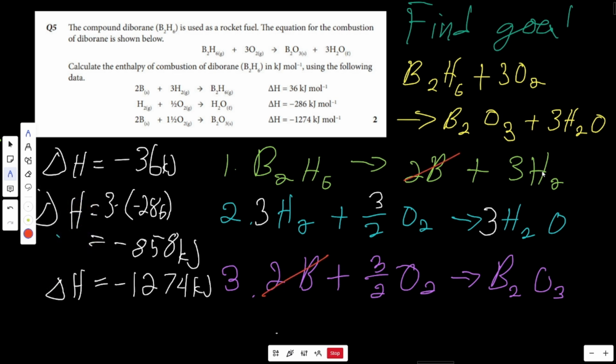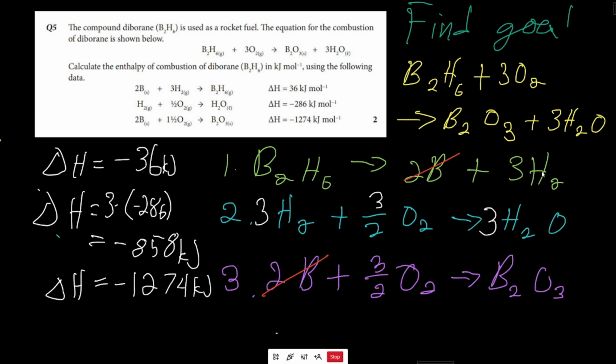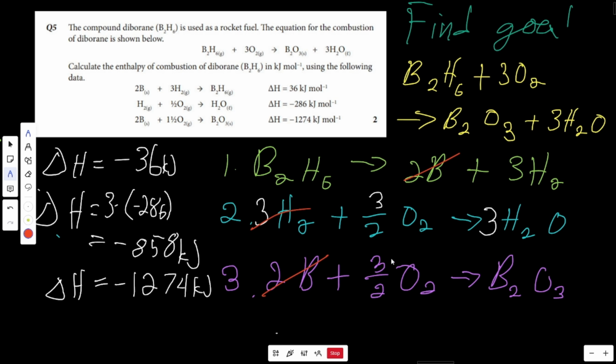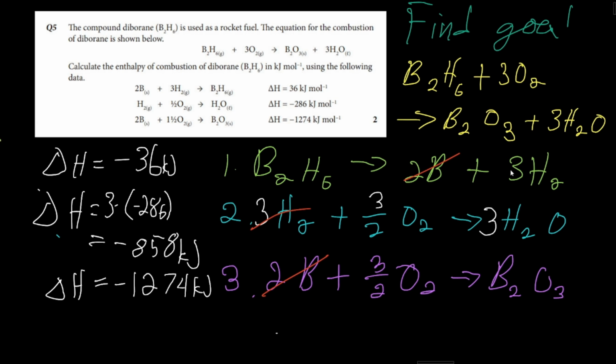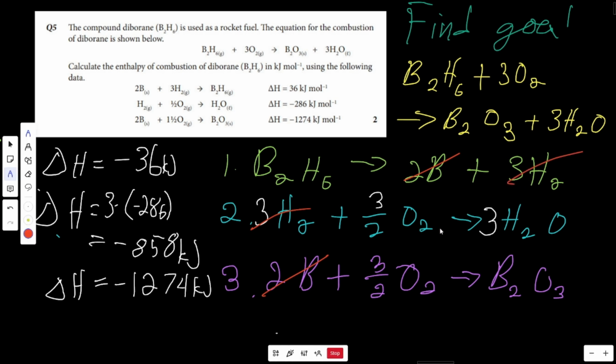Now, how about the hydrogen gas? The hydrogen gas here exists in 3 moles. Is there 3 moles of hydrogen gas on the reactant side anywhere else in the equation? Well, yes, there is. Here in the second step, there's 3 moles of hydrogen gas because we adjusted it and multiplied it by 3. So now we can cancel these out.